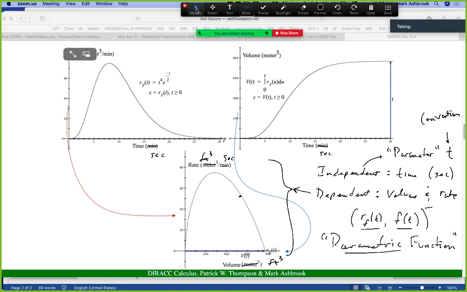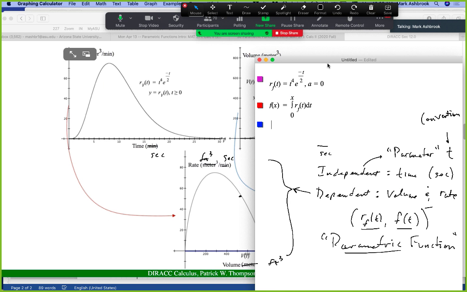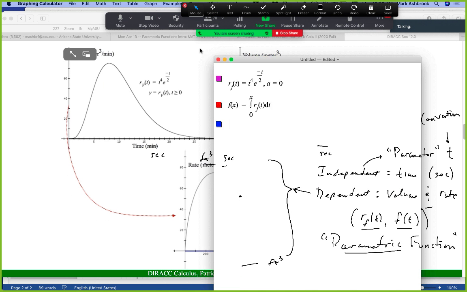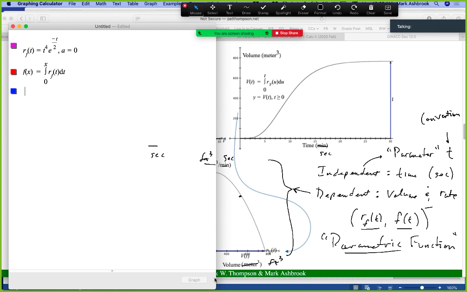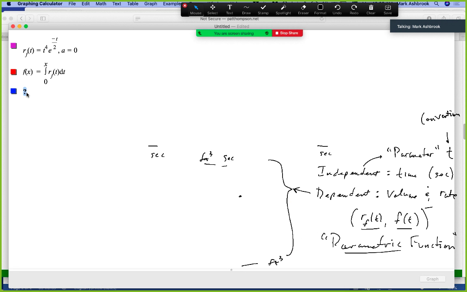Okay, so let's graph this on GC. I've got a file started here, and here are those two functions. To graph a parametric function in GC, you're going to use control 2. Control 2 sets up kind of an ordered pair vertically. Normally when you write, you'll write horizontally, but in GC, it's arranged vertically. So I'm going to say equals, and hit control 2 again.